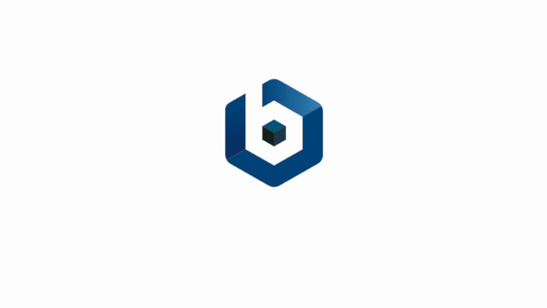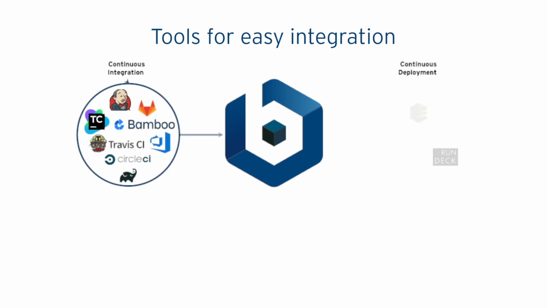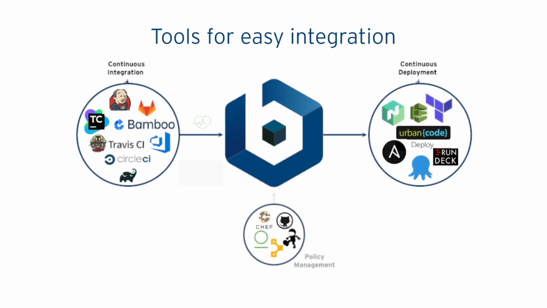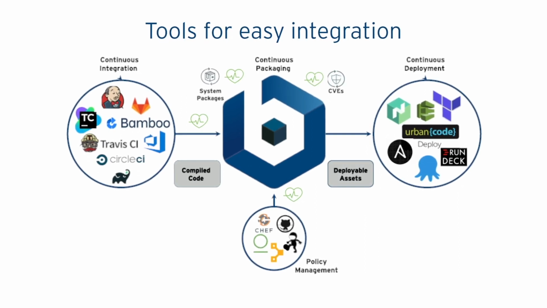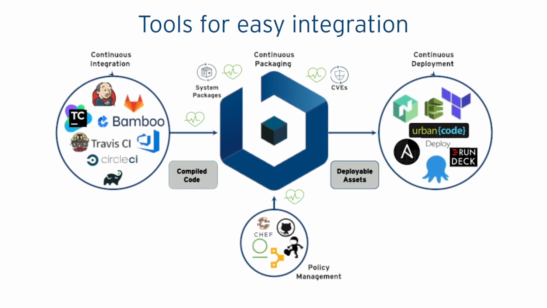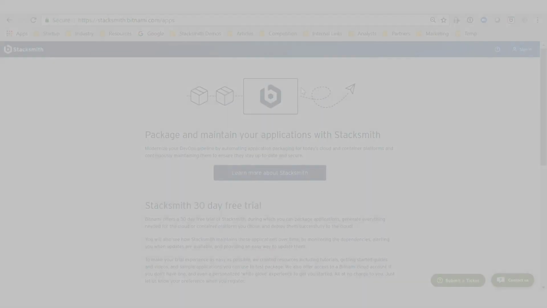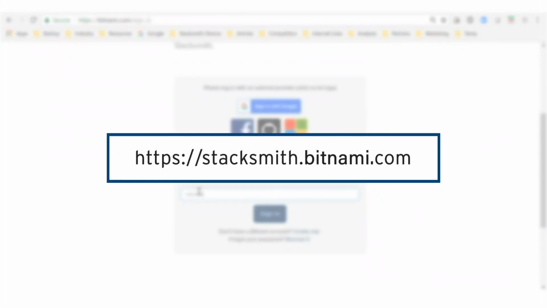Here, I will use the GUI version, but a robust set of REST APIs and CLIs are available for those who want to integrate Stacksmith into their existing DevOps pipeline, which might already include continuous integration, continuous deployment, or other tools or orchestrators. Stacksmith meets you where you are on the digital transformation spectrum and can easily tie into your existing tooling and processes. You start by registering at stacksmith.bitnami.com and logging in.